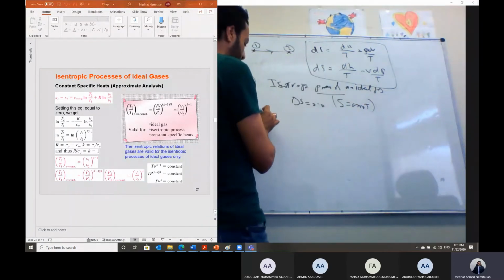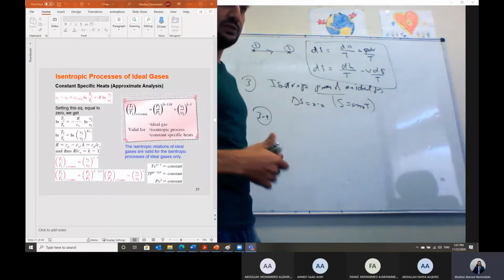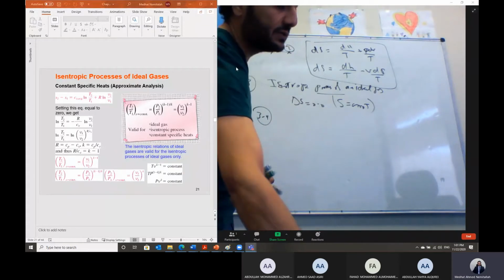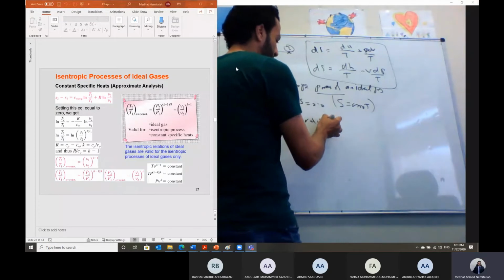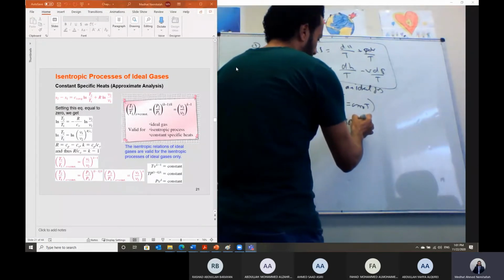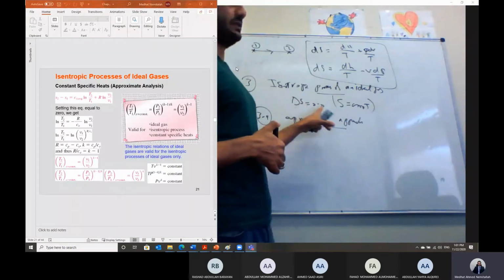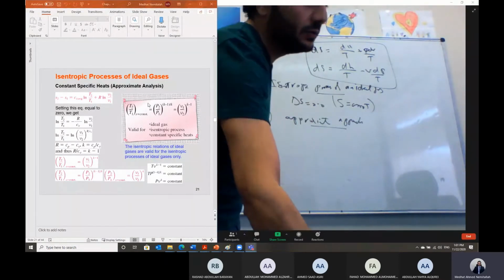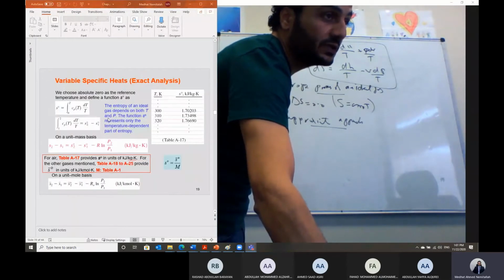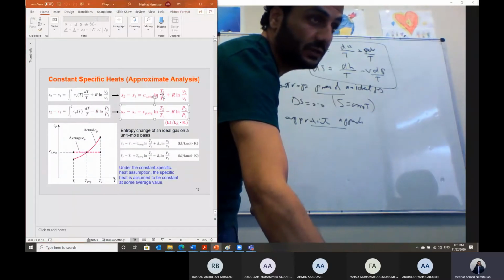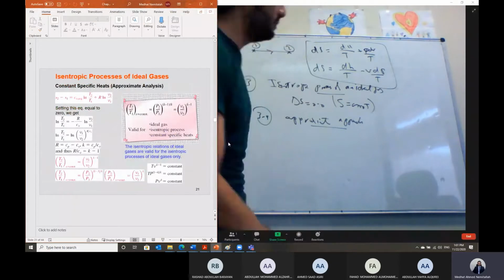And we said we have two approaches in this case. We talked last time about the equation we derived following the constant specific heat analysis, or the approximate approach. We call it the approximate approach to equate delta S for an isentropic process to 0. We equated to 0 the equation which we developed for the case of constant specific heat analysis, and then we came up with those relations.